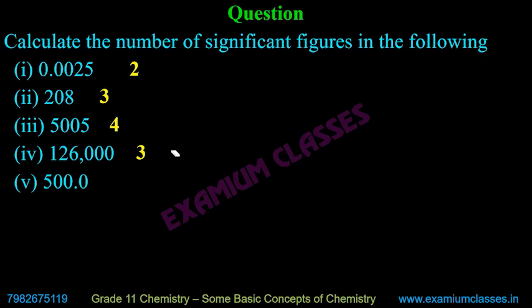500.0, how many significant figures? Four. Good. Four, because now this 0 is after the decimal and it is after a non-zero digit, so that's why it became significant. The non-zero digit is anyway significant. These two zeros between two significant digits became significant. So total 4.